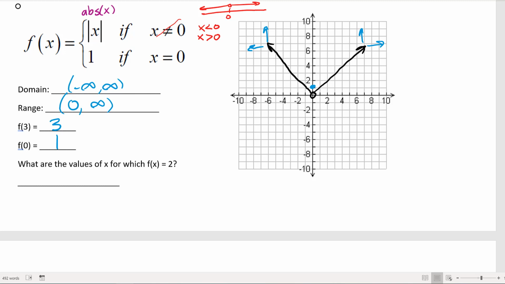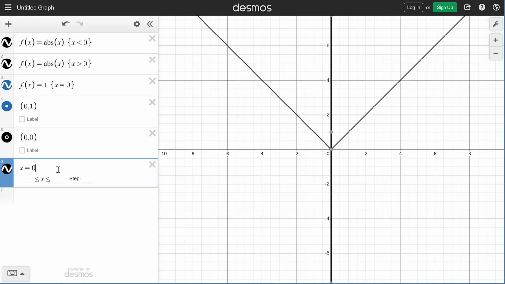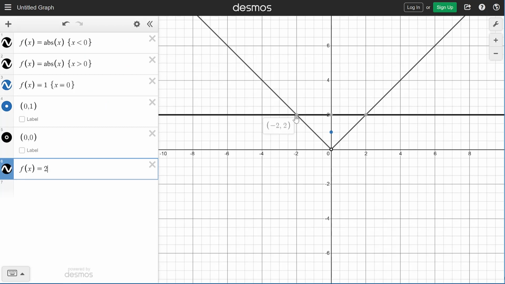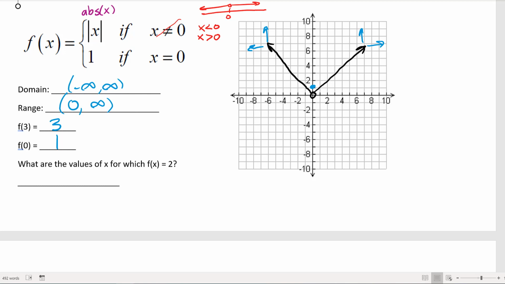What are the values of x for which f of x is equal to 2? So I'm going to come back over here and I'm going to take out that one. I don't need that anymore. So f of x is equal to 2. And actually it pops up twice. One over here at -2 and one over here at +2. So what are the x values? Well, if x equals -2 or if x equals +2, you see that we have a y value of 2. Okay, so that's that problem.